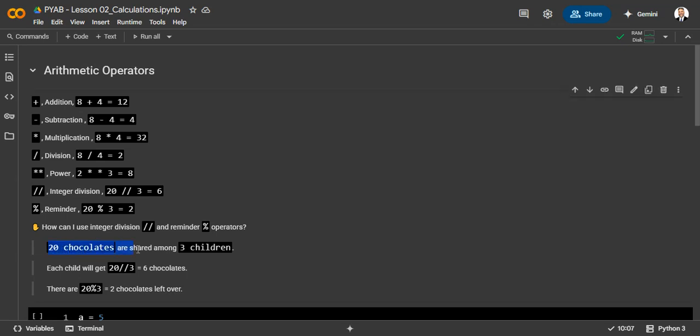A good example: 20 chocolates are shared among 3 children. So each child will get 20 double slash 3, which is 6 chocolates. This double slash will find the division and take only the integer value. It doesn't care about the decimal part. Even if you get 6.99999, it will just take only 6. And there are 2 chocolates left over. To calculate the 2 chocolates, we do 20 percentage 3, which gives the 2 chocolates that are left over.